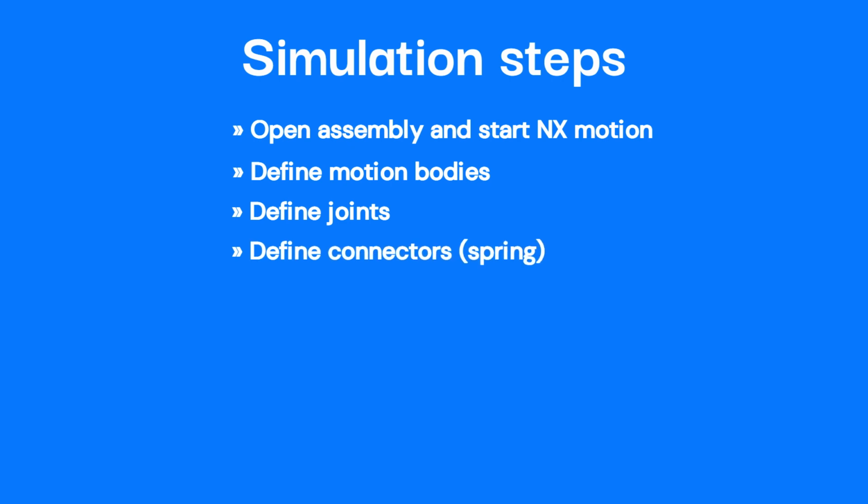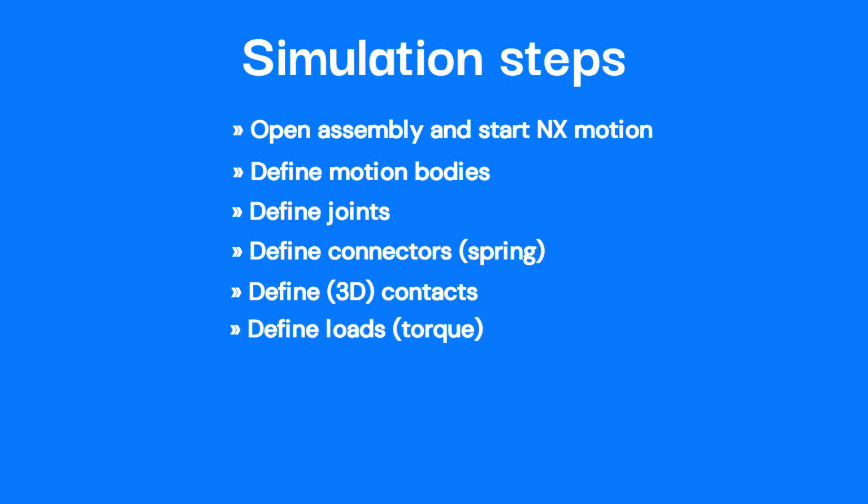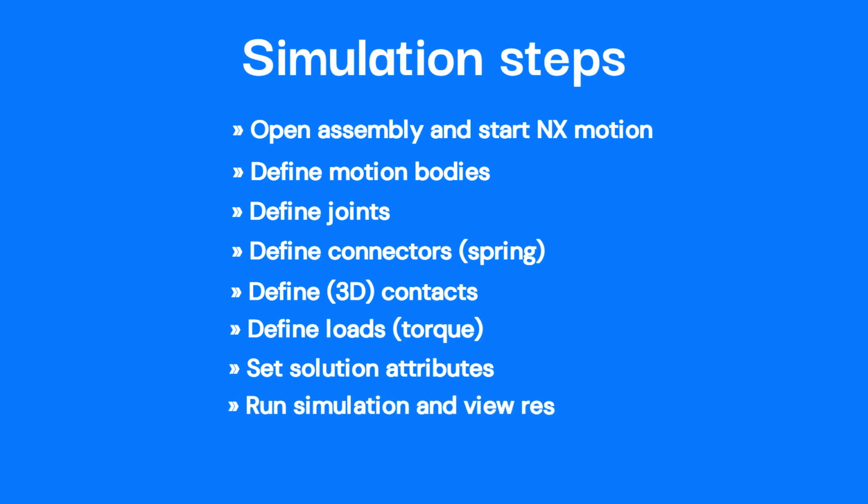We must define the 3D contacts that cannot be specified with joints, such as the hammer impact on the anvil and the contacts with the balls. Then the loads have to be specified, which is the motor torque in this instance. The last step is to set the solution attributes to run the simulation. Now we can play the motion simulation and view the results.